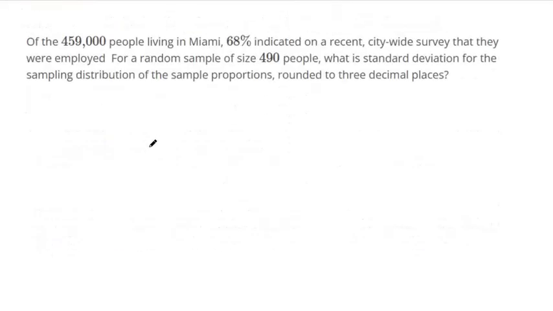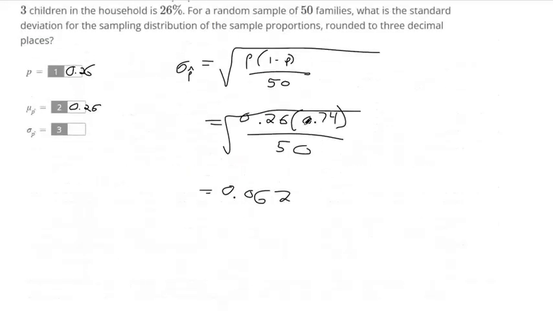And then of the 459,000 people living in Miami, 68% indicated on a recent citywide survey that they were employed. So p is 0.68. For a random sample size of 490 people, what is the standard deviation for the sampling distribution of sample proportions? Oof, mouthful, but they want this. And so that's the formula we just talked about up above.